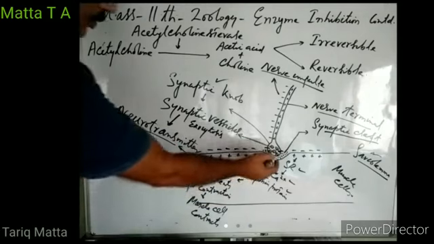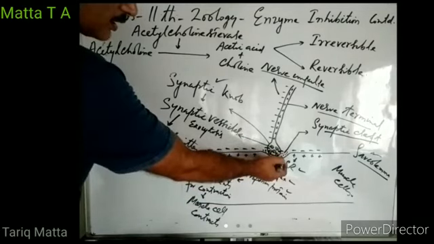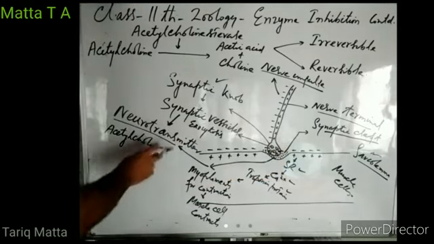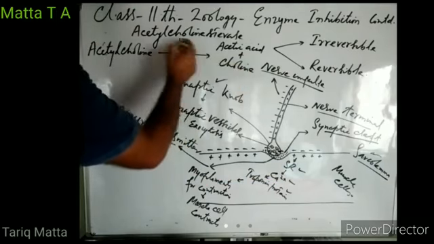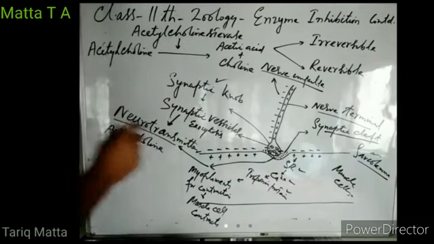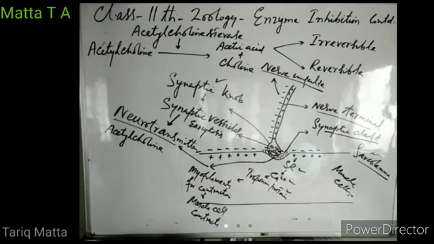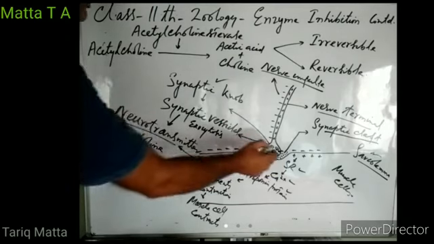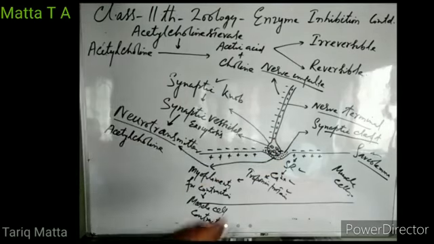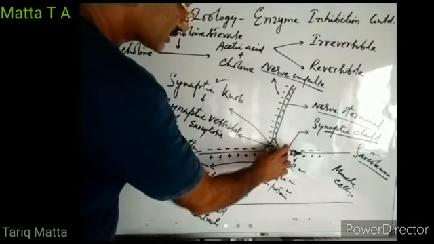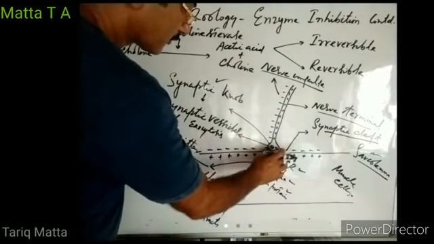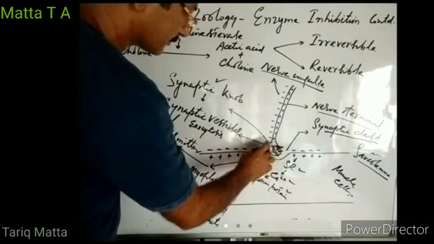So the whole of the neurotransmitter acetylcholine is converted into acetic acid and choline by acetylcholine esterase enzyme. And this acetic acid and choline is reabsorbed by this synaptic knob, and it is again utilized in the formation of acetylcholine in the synaptic vesicle. So this gap gets emptied.